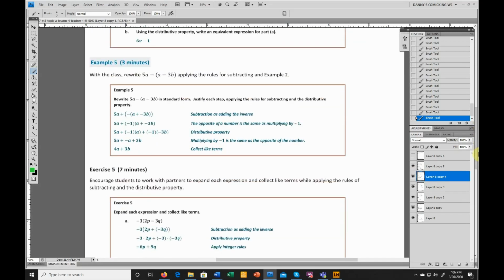Okay, rewrite 5a minus a minus 3b in standard form. Justify each step, applying the rules for subtracting and distributive property. 5a plus minus a plus minus 3b. This is subtraction as adding the inverse. So you are adding the opposite of 3b. It's minus 3b. Okay?